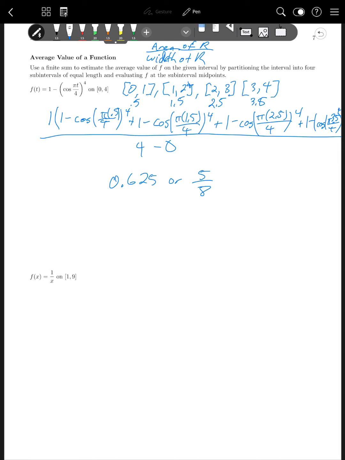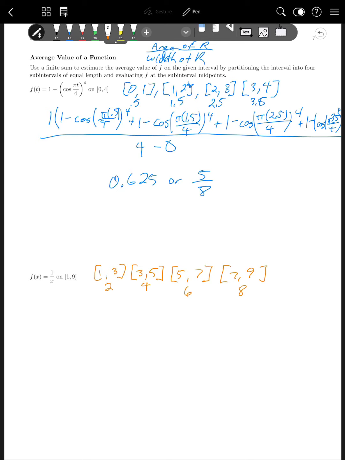So the idea here is, instead of finding the total area, we're finding the average value of the function. So we can do it the same way, but in the end, we have to divide by the total width so that we get the average value. Okay, so at this point, if you want, you can go ahead and pause the video and give this last one a try, and then when you restart the video, we'll go through it together.